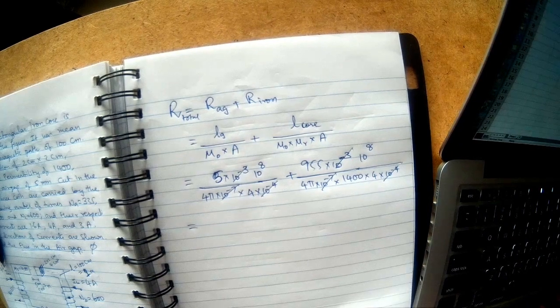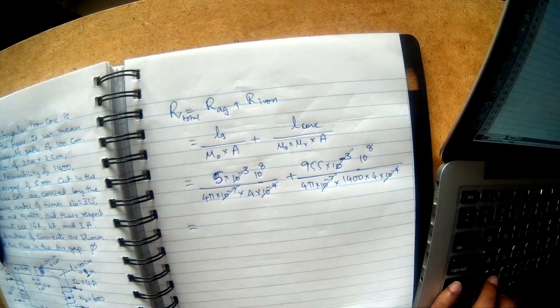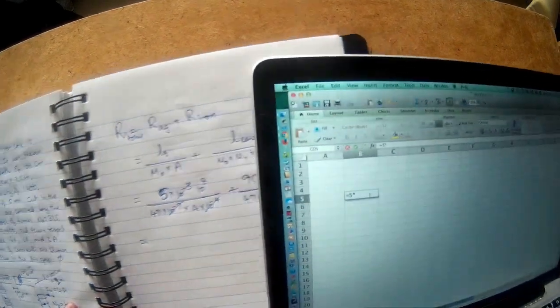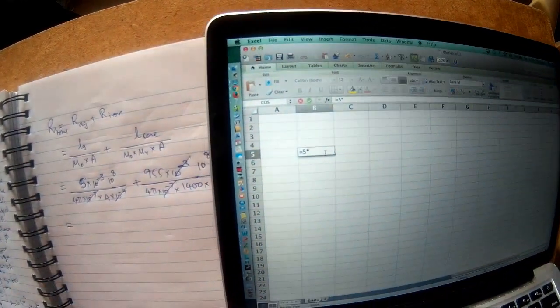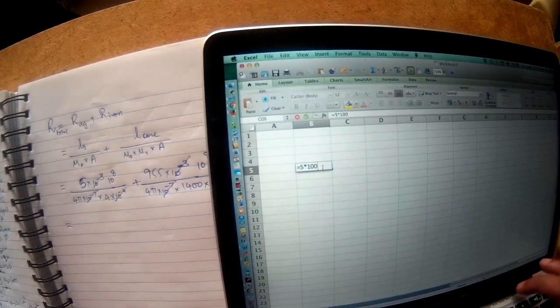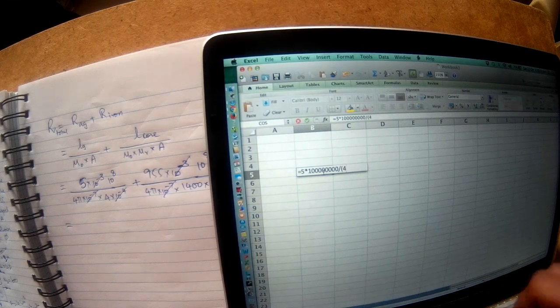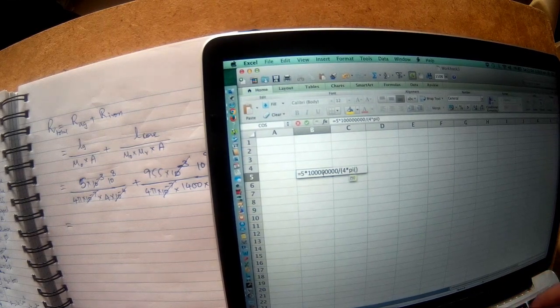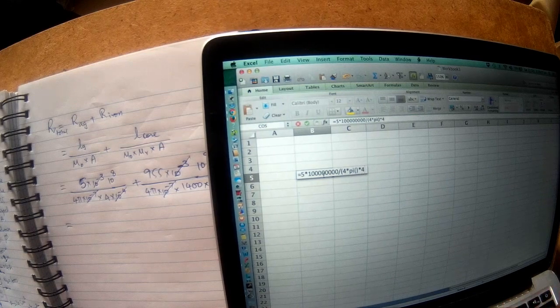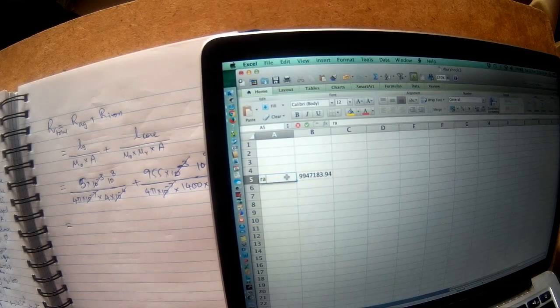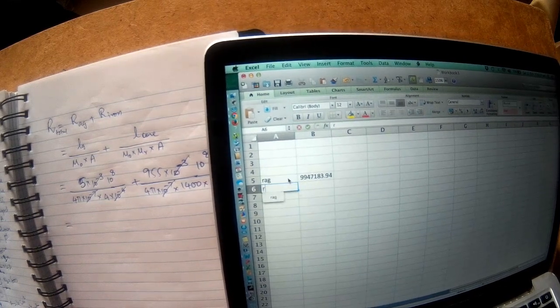Okay, so we have 5 multiplied by, let me calculate it here, 5 multiplied by 1, 2, 3, 4, 5, 6, 7, 8 zeros divided by 4 into pi into 4, and that's it. So this is the reluctance of the air gap. What about the reluctance of iron?